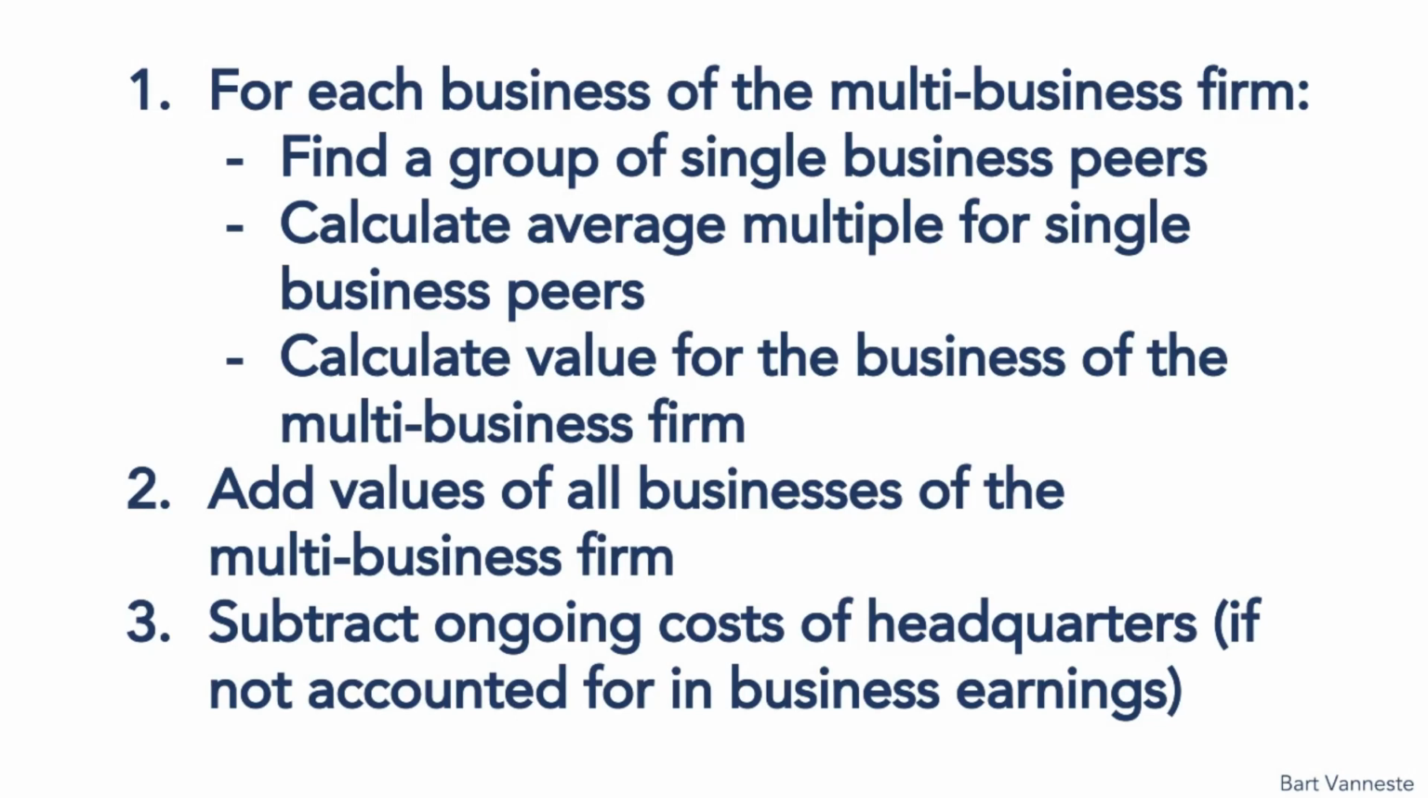Once we have valued each business of our multi-business firm, we're going to add all values of these businesses, which gives us a value for the multi-business firm. The one thing that we need to keep in mind as a last step, we need to include or subtract the cost of corporate headquarters. We can either do that in step 1 or as the very last step as a step 3. This is the basic mechanism of a sum of the parts analysis.